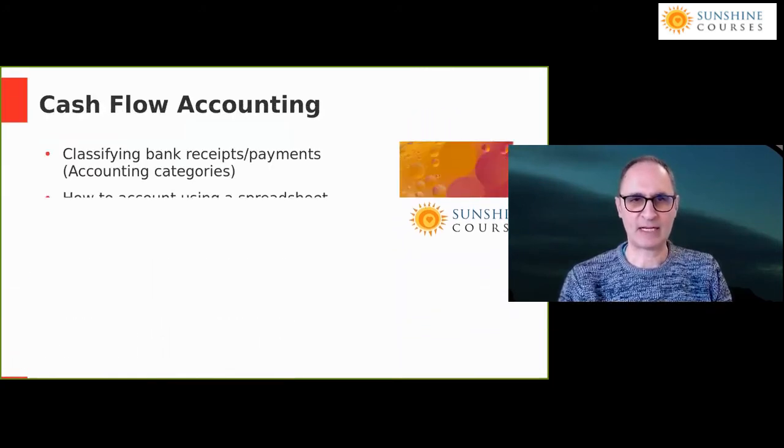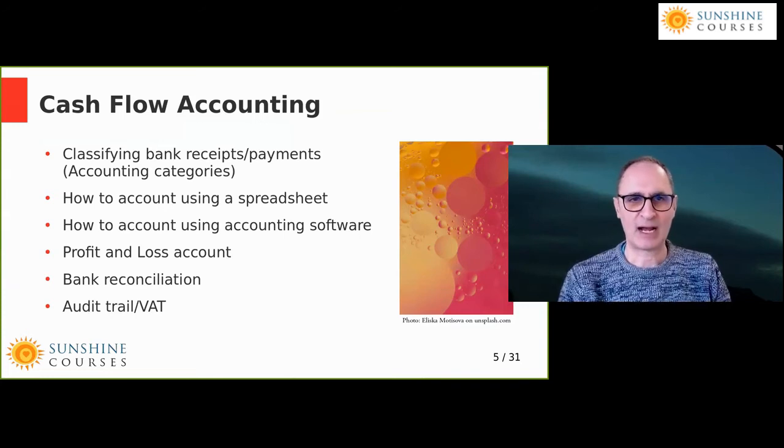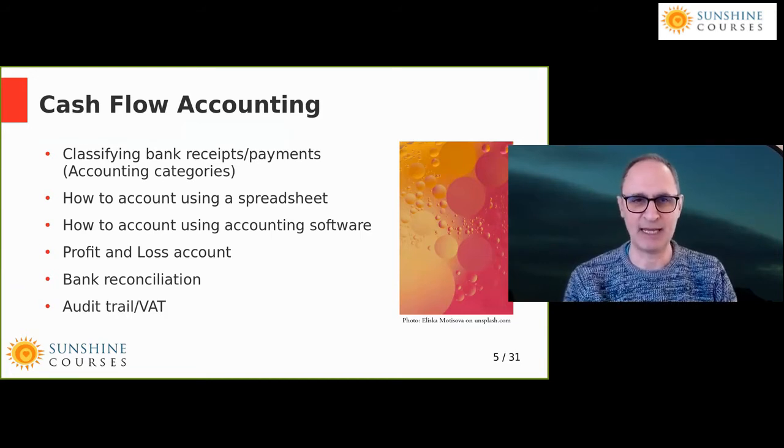So we're going to cover in cash flow accounting, classifying bank receipts and payments. Generically, I call it accounting categories or accounts. How to account using a spreadsheet. How to account using accounting software. We'll then talk about the profit and loss account and a couple of really important sections. One is how you pick up errors with a bank reconciliation. And there's another section about an audit trail and VAT, which are a couple of specific items you need just to get started with cash flow accounting.